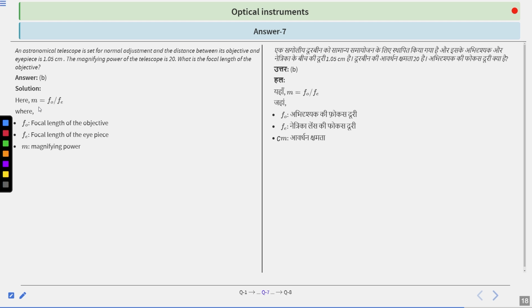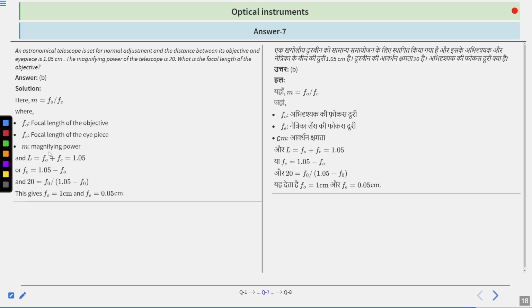So we know the magnification M is equal to FO divided by FE, where FO is the focal length of the objective, FE is the focal length of the eyepiece, and M is the magnifying power. Using this formula, we will find the focal length of the objective.